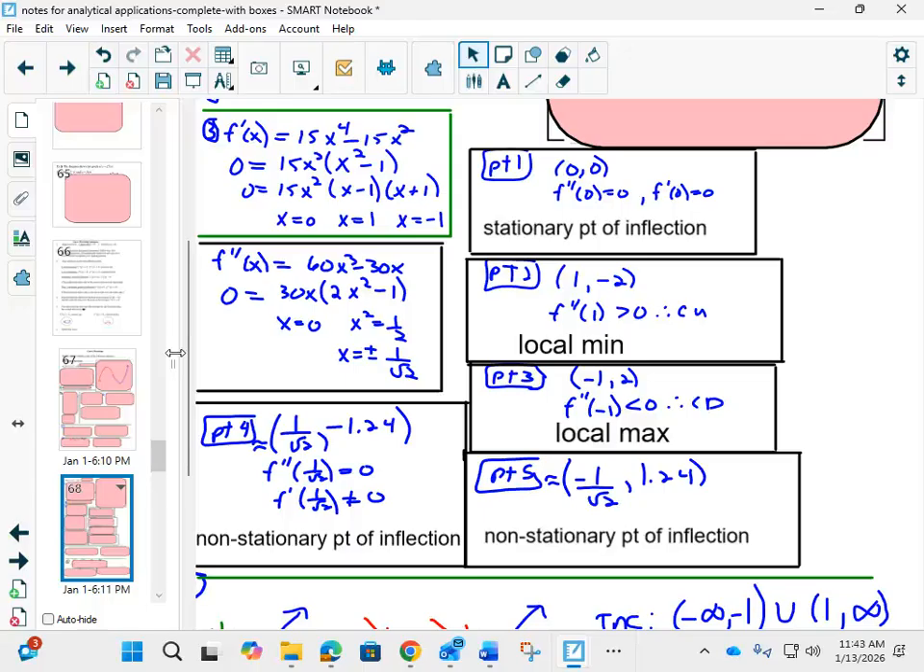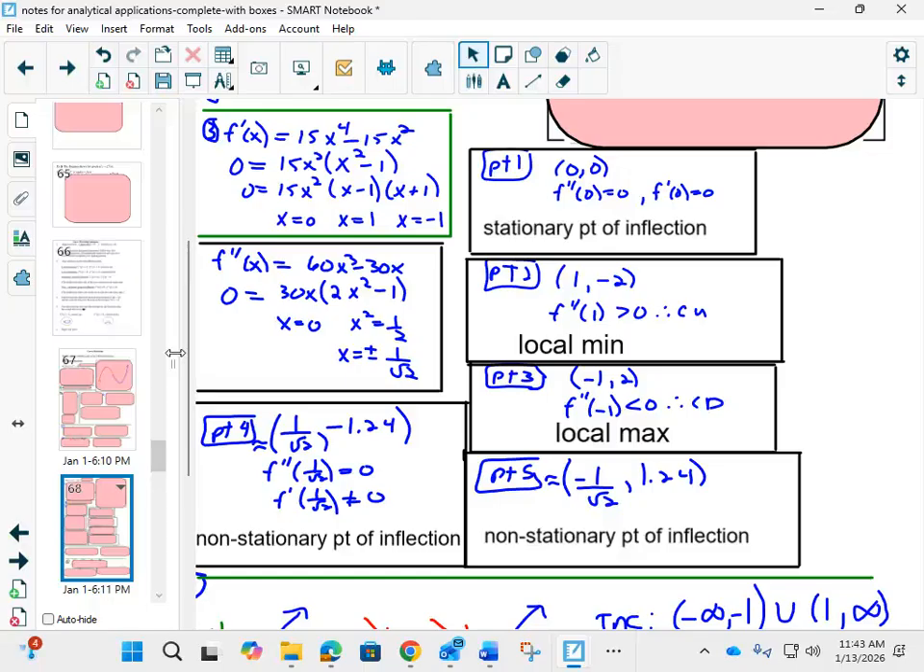Notice with point 4 and point 5, technically we've got decimal answers there, which is a calculator. Now, if you are allowed your graphing calculator on a curve sketching question, you can figure out a lot of stuff pretty quick just by looking at the graph. Okay?